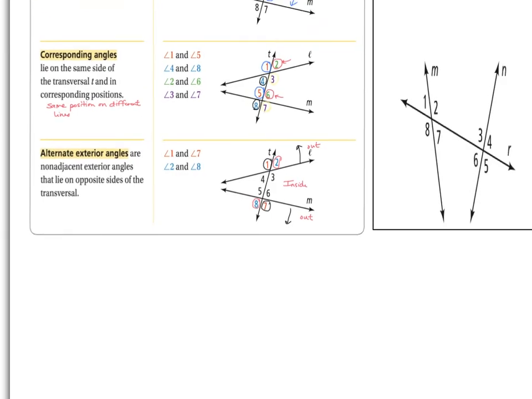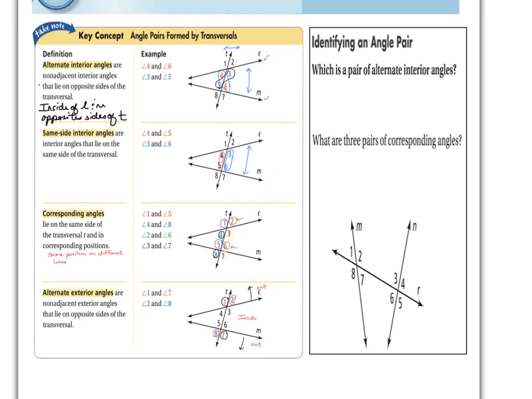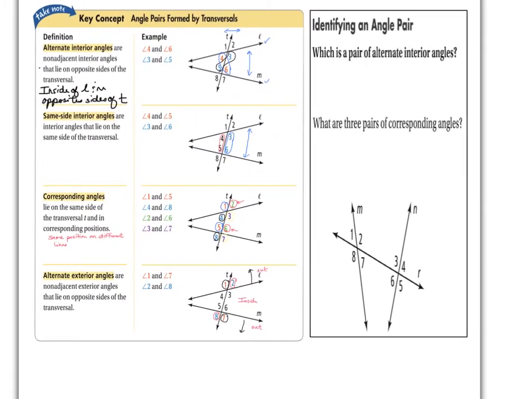Okay, now that we've gone through and discussed the 4 types of angles you're going to look at, we're going to take this example here and figure out the answer to which is a pair of alternate interior angles. Now, there's a couple of different options here. You'll notice this picture in this case is turned on its side, left to right.